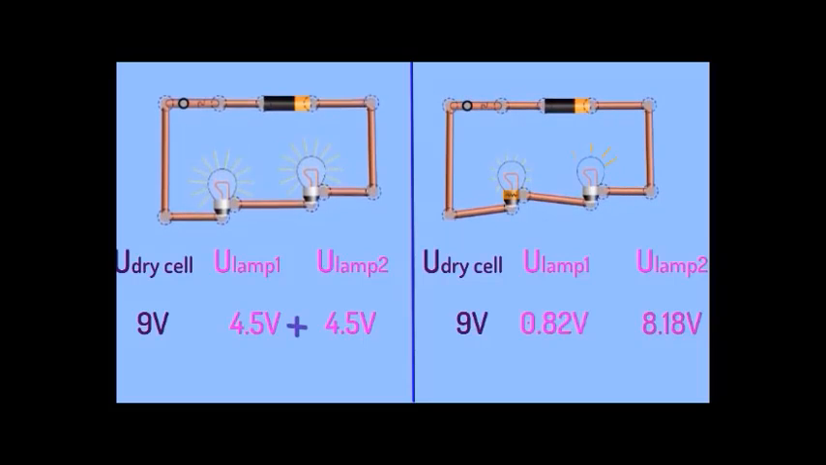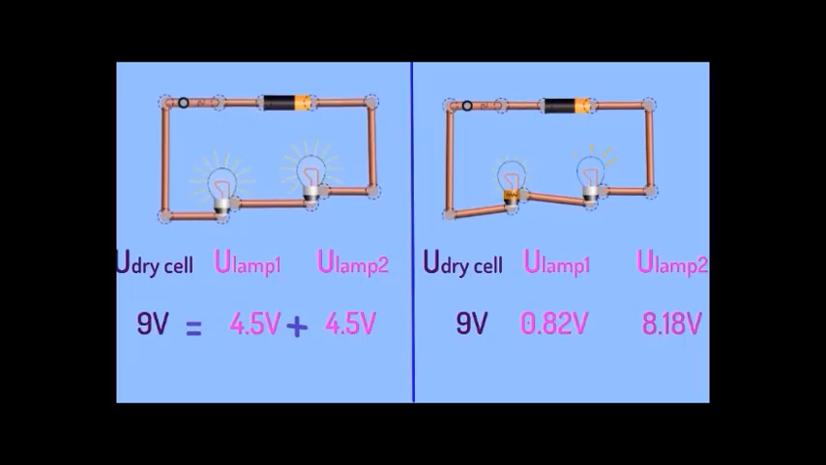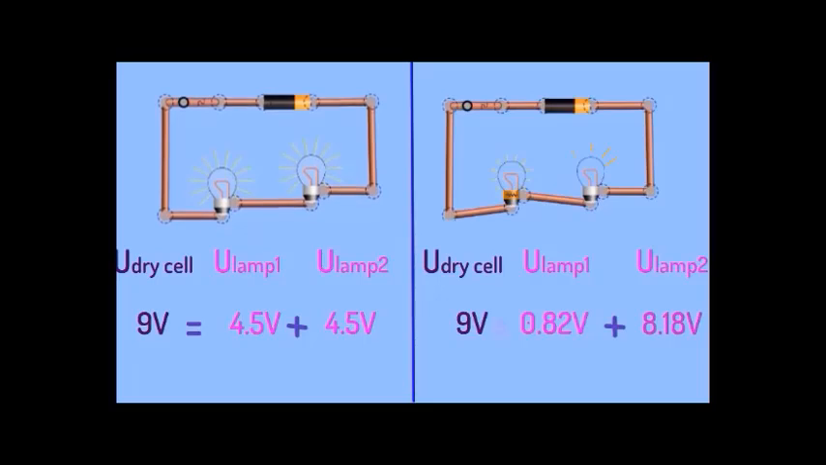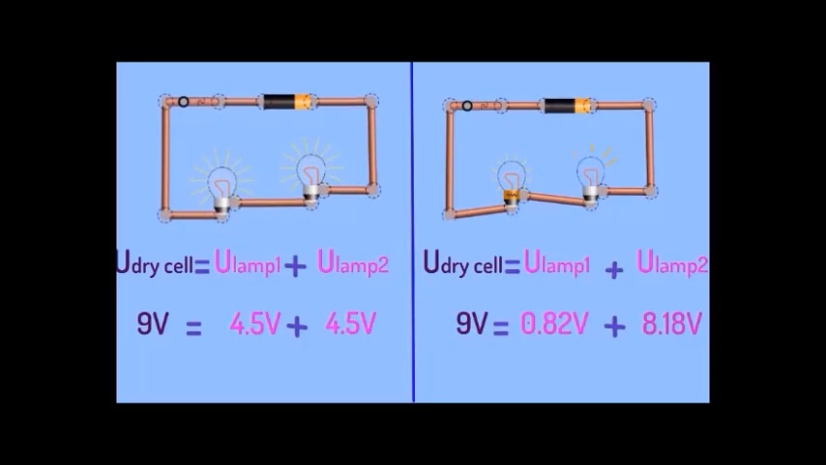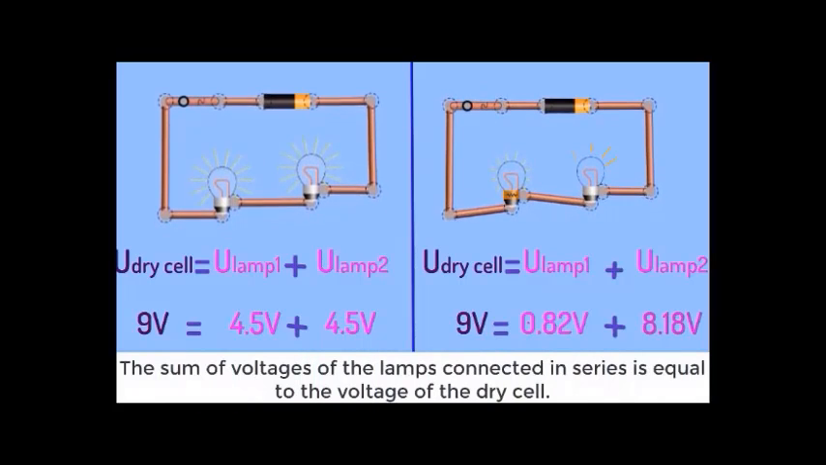4.5 volt plus 4.5 volt gives 9 volt, and 0.82 volt plus 8.18 volt gives 9 volt. So, the sum of the voltages of the lamps that are connected in series is equal to the voltage of the dry cell.